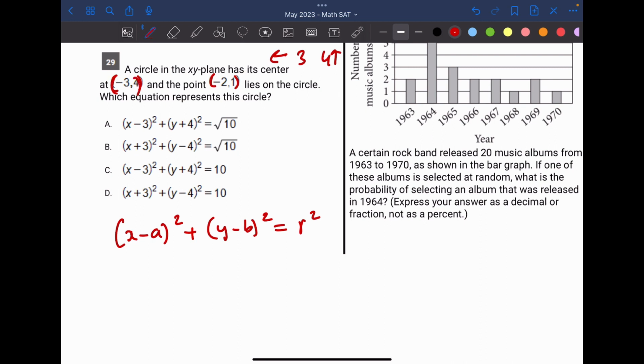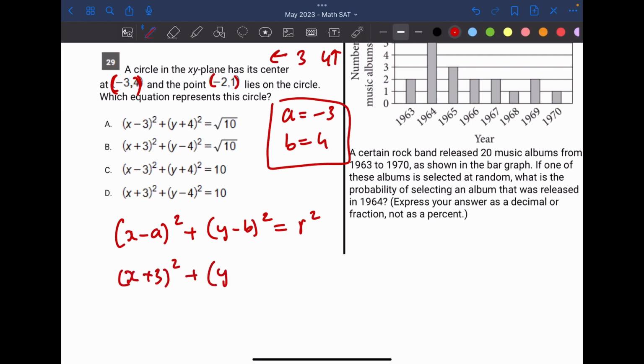So 3 to the left and 4 up means that A is equal to -3 and B is equal to 4, because to the left is negative and upwards is positive. So that's how I got this. And now let's plug them into this equation. You would have (x + 3)² + (y - 4)² equal to, we don't know what r is yet, so let's leave it for now.